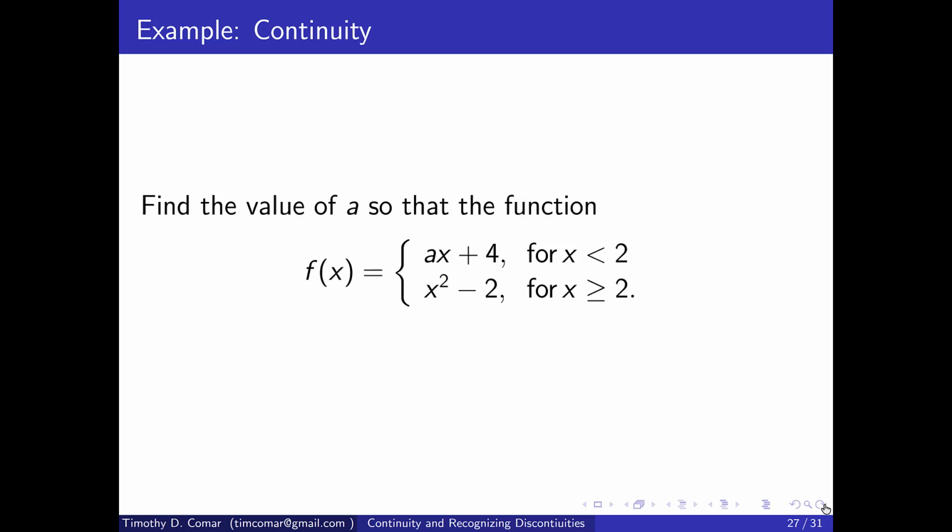Here's a type of question that you might see in a calculus course or on an AP calculus exam. Let's find the value of a so that this function f of x here, defined as a times x plus 4 for x less than 2, and x squared minus 2 for x greater than or equal to 2, is continuous. If you want to try this on your own for a moment, go right ahead.